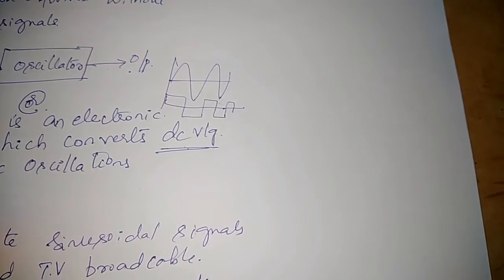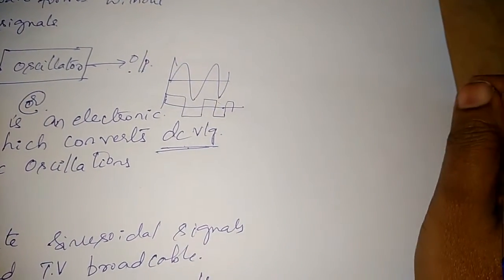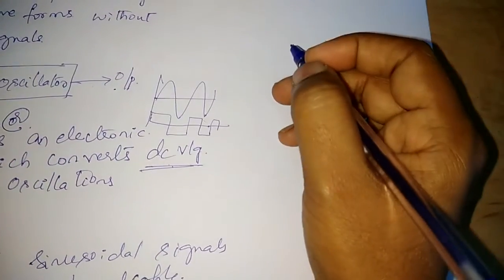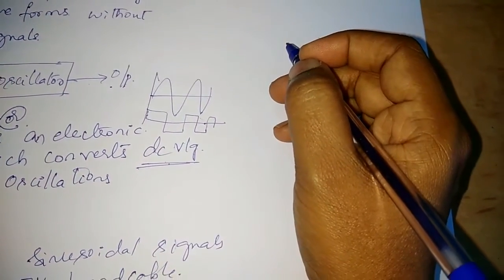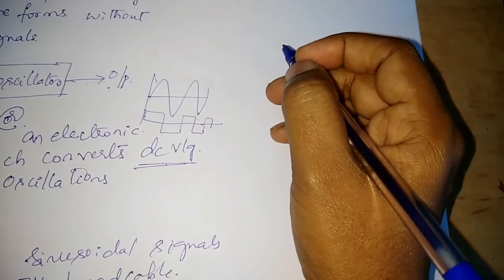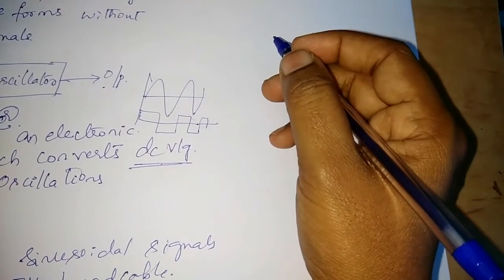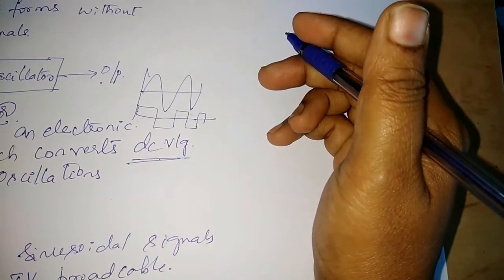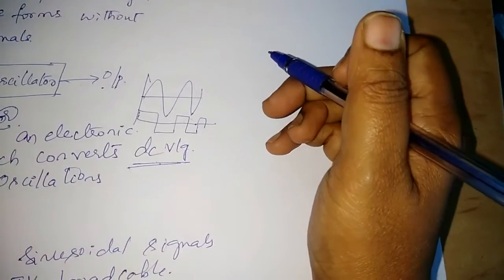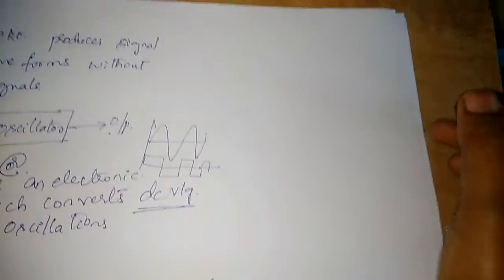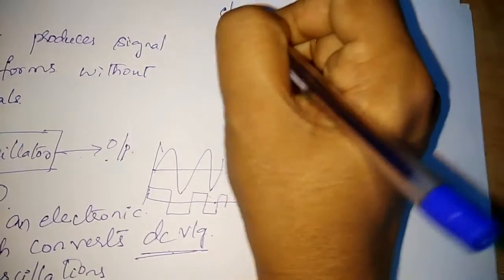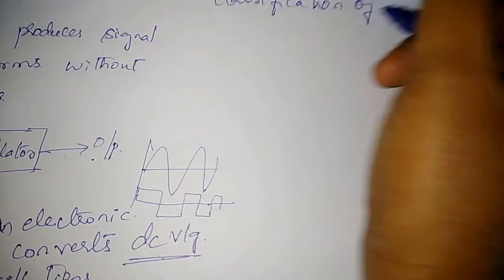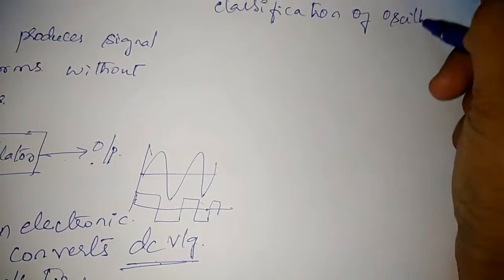So the first one is based on operating principle. We can divide this into two categories: feedback oscillators and negative resistance effect oscillators. Then based on the type of output waveform, based on the feedback circuit and the components employed, and based on the range of frequency, you can also classify the oscillators. So next is the classification of oscillators. How can you categorize them?